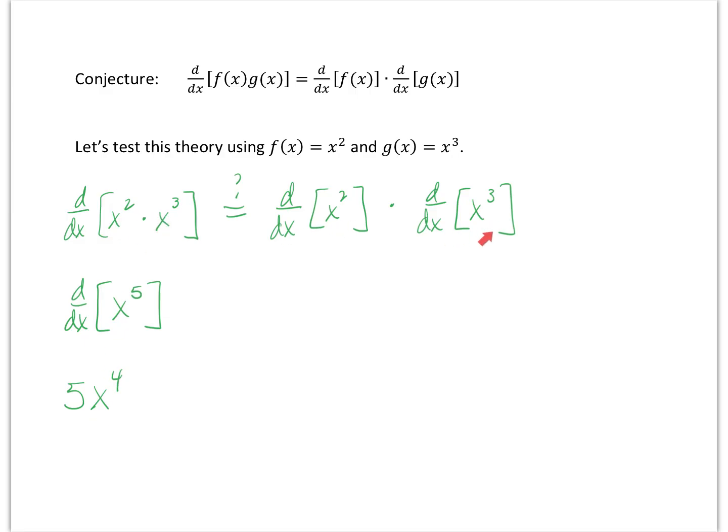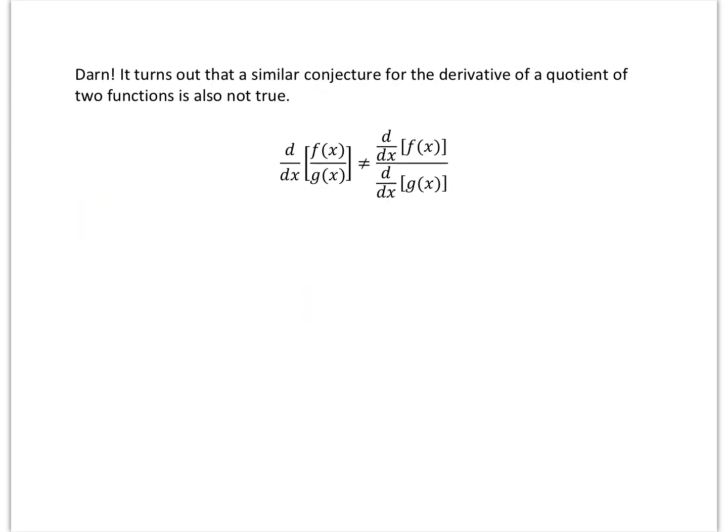What if I do the derivative of each factor first and then multiply them? So the derivative of x squared is 2x, and the derivative of x cubed is 3x squared. And when I multiply those two derivatives, I get 6x cubed. So these are not the same. Okay, so the derivative of f times g does not equal the derivative of f times the derivative of g, sadly. Darn, right? That would have been so easy.